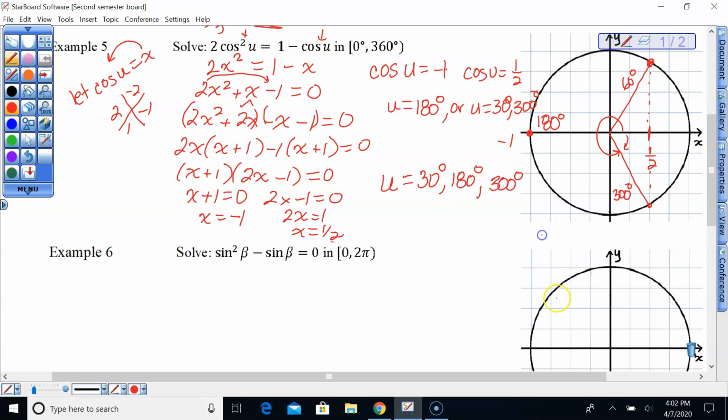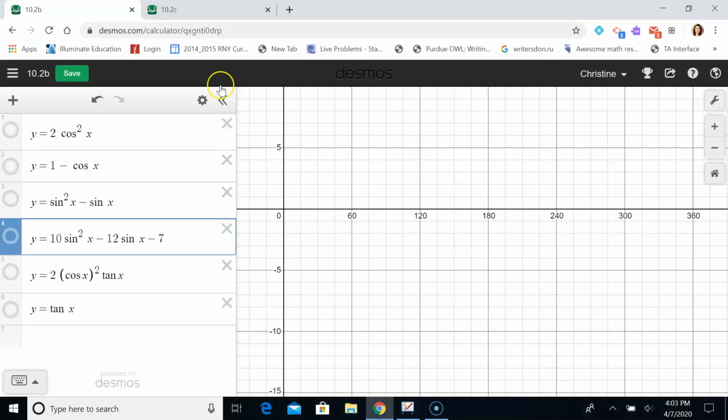Okay, I'm going to take it to Desmos really quickly, and I'm just going to show you what this equation looks like when we graph it, just so that if you have to check your answers, you remember how to do that. So let me go into these first two equations here, and I'm going to use the intercept method where I take 2 cosine squared x on the left side, set that equal to y, and 1 minus cosine x on the right side and set that equal to y. We're going to look for their intersections.